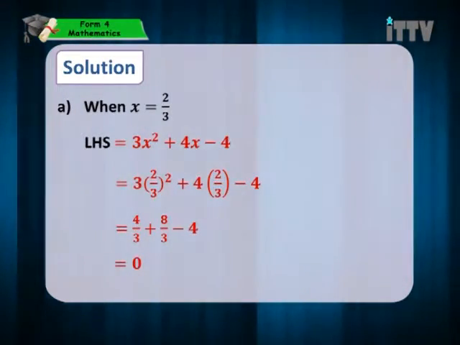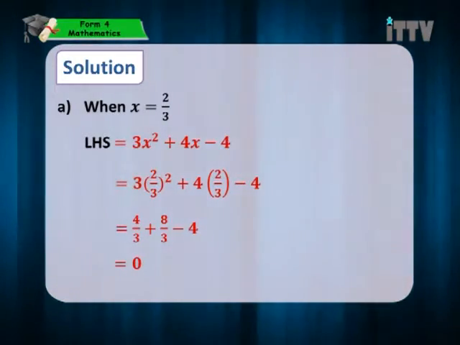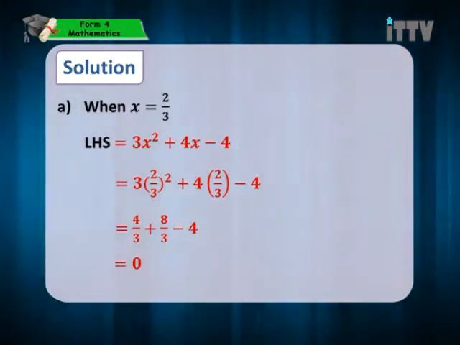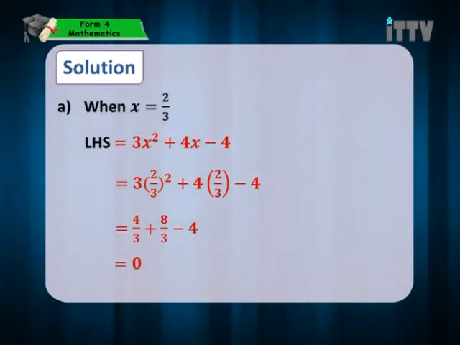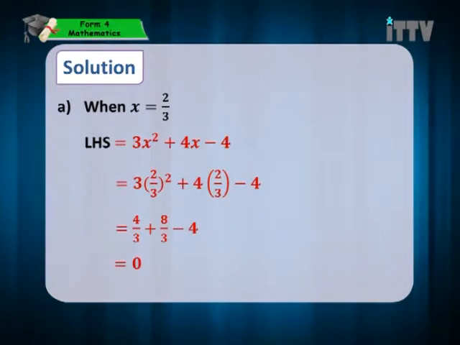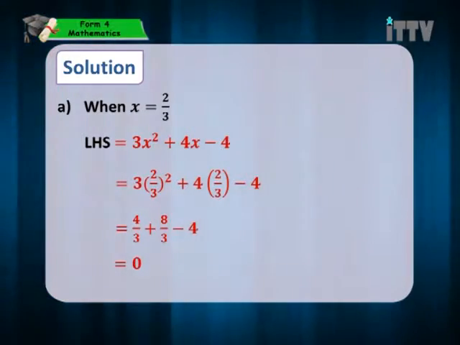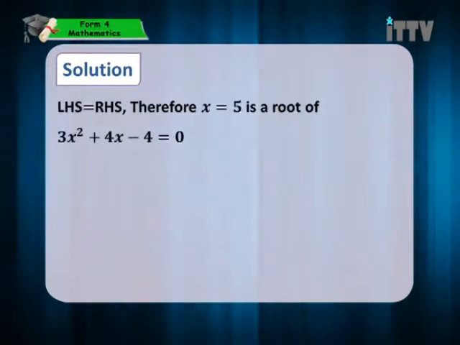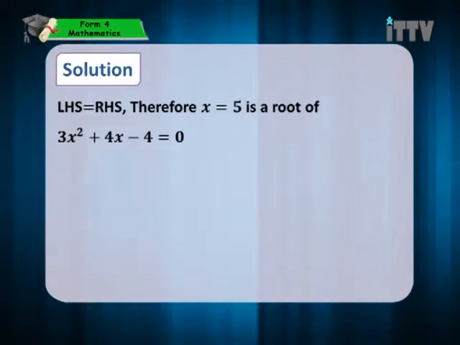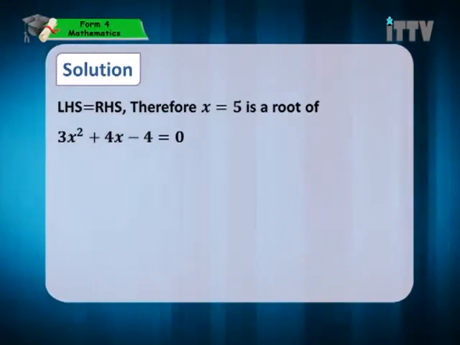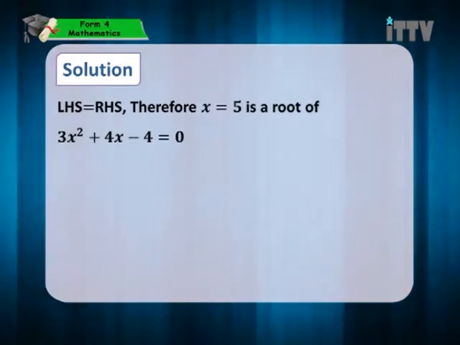When x equals 2/3, the left hand side, substitute x as 2/3. So 3 bracket 2/3 squared plus 4 bracket 2/3 minus 4. 4/3 plus 8/3 minus 4, and you should get 0. And because it equals the right hand side, therefore x equals 2/3 is a root of 3x squared plus 4x minus 4 equals 0. I hope you got it right.